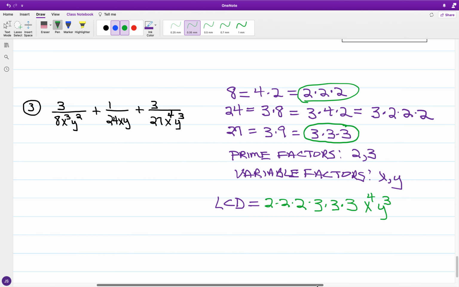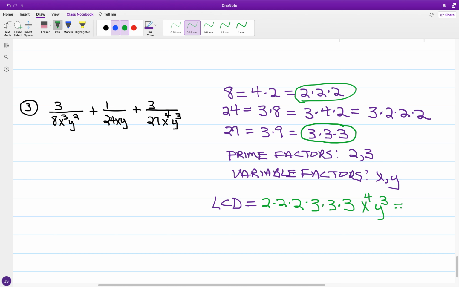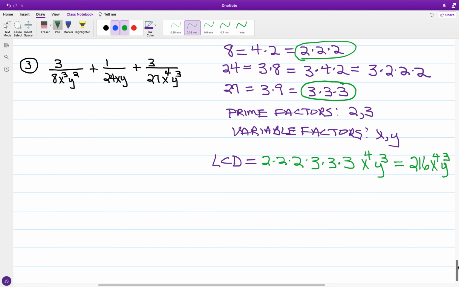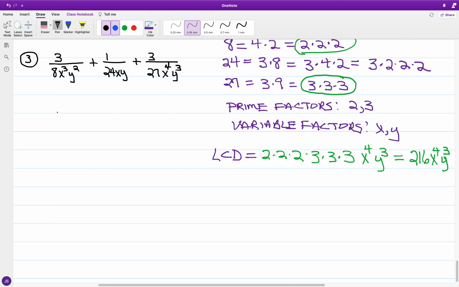And so for the least common denominator, we got 2 times 2 times 2 is 8. 3 times 3 times 3 is 27. 8 times 27, that would be 216. And with the variables, we have x to the 4th, y to the 3rd. So this is going to be the smallest term that all 3 of these will go into.